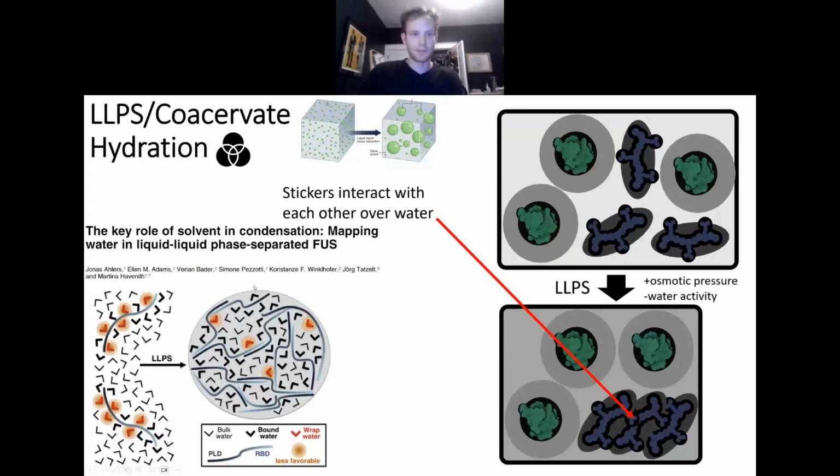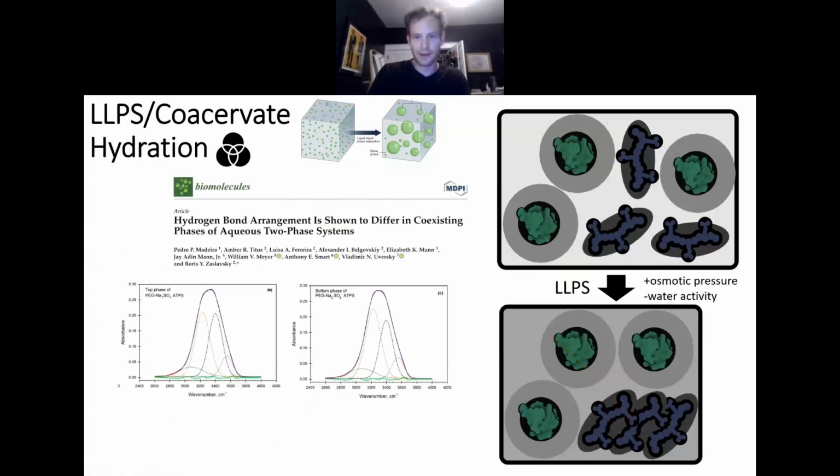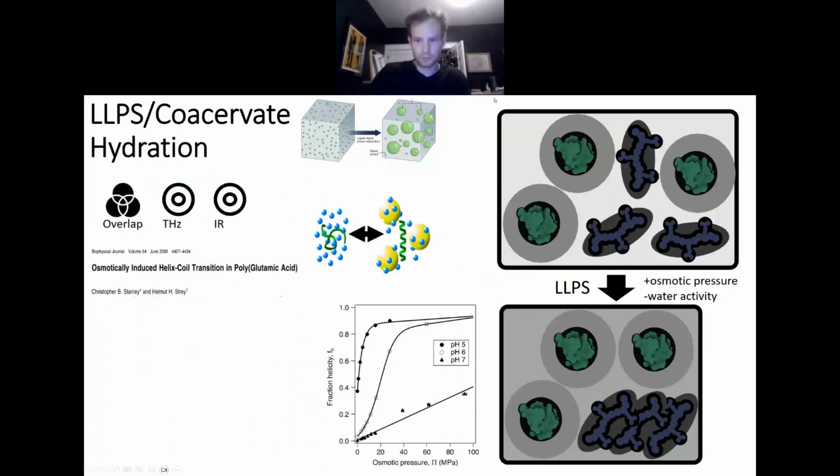something like that. And then when we're wondering what's happening to the water in this situation, we can refer back to this work that I cited earlier, the key role of solvent in condensation, mapping water in liquid-liquid phase separated FUS, where they find that the water was more tetrahedral in the phase separated condensates, meaning that it's more coordinated, right? More ordered, with more ideal bonding. So the phase separated regime here, I argue, has a different hydration than before in the bulk.